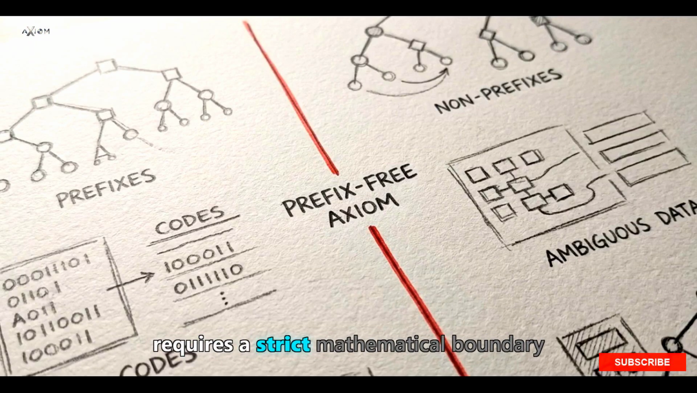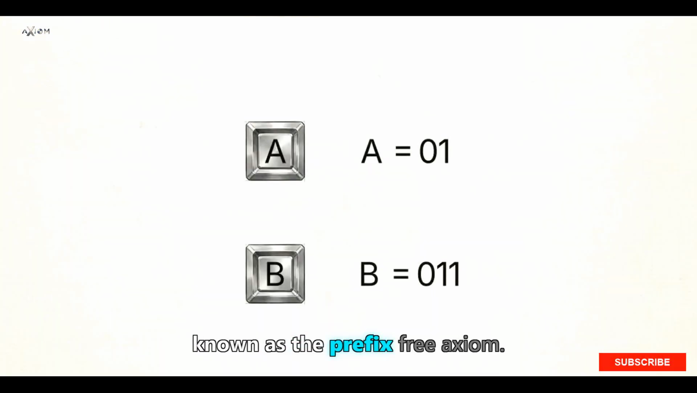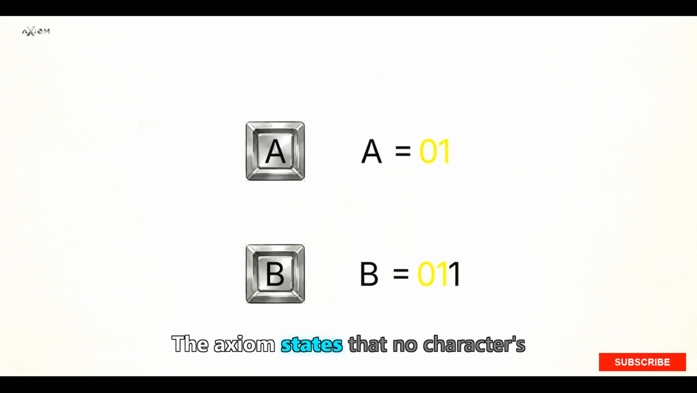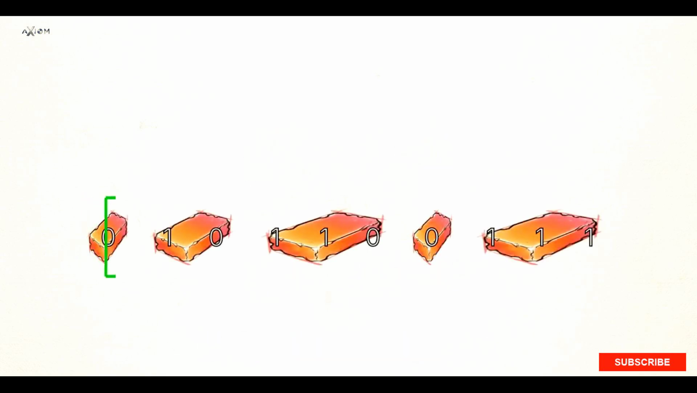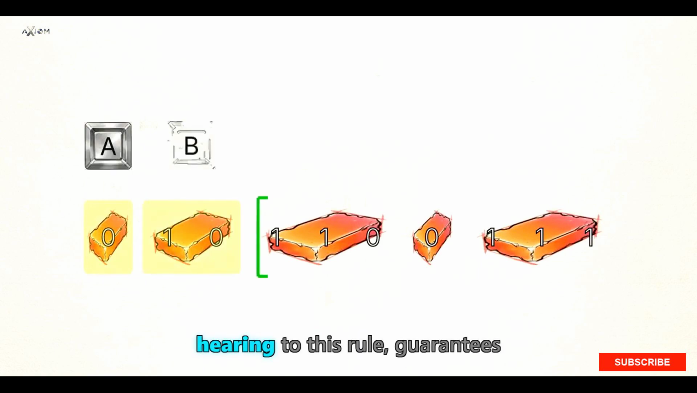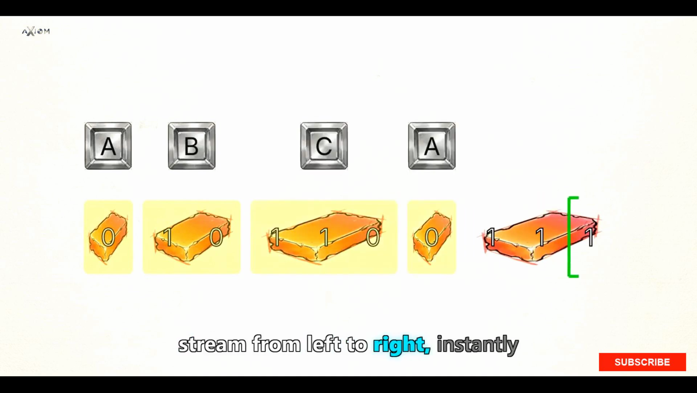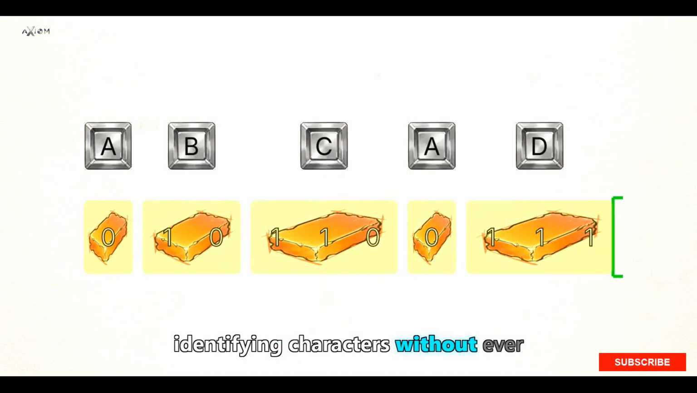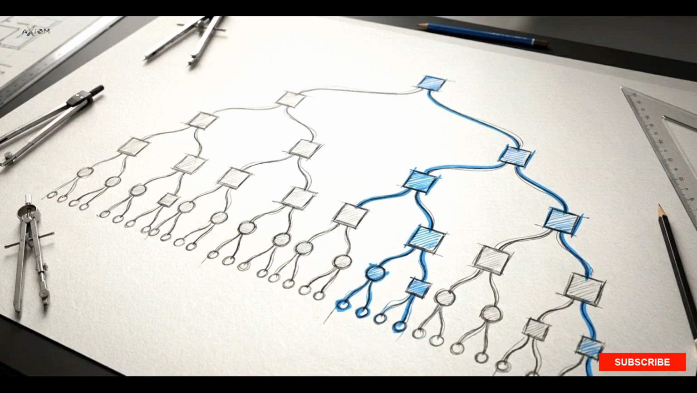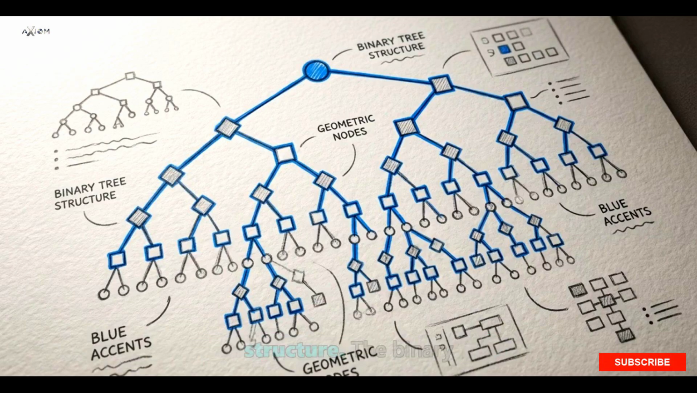Solving this requires a strict mathematical boundary known as the prefix-free axiom. The axiom states that no character's binary code can form the start or prefix of any other character's binary code. Adhering to this rule guarantees that a parser can read a binary stream from left to right, instantly identifying characters without ever needing to look ahead or second guess its position. To achieve maximum compression without data corruption, we have to architect a prefix-free code using a specific geometric structure.